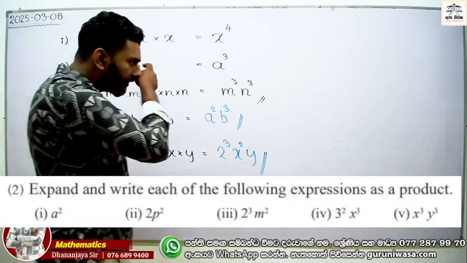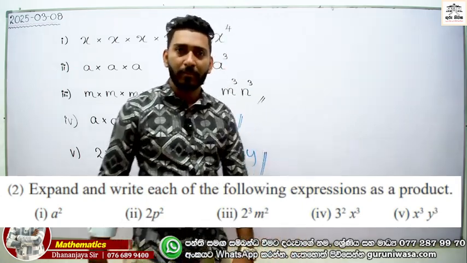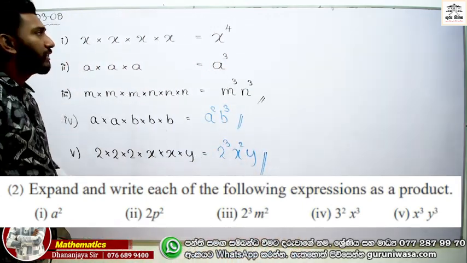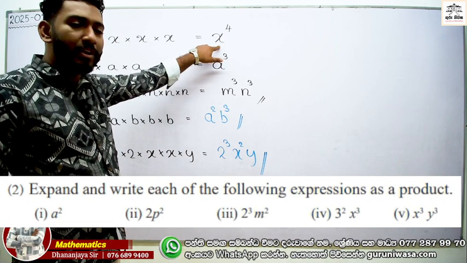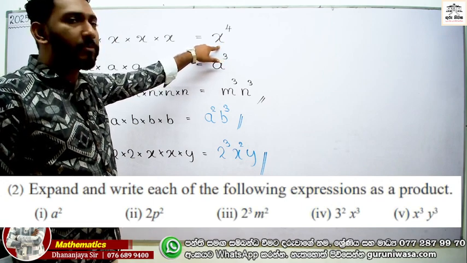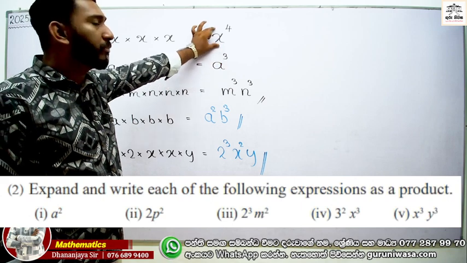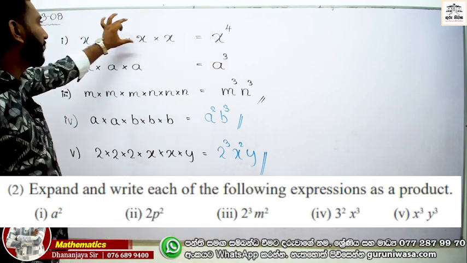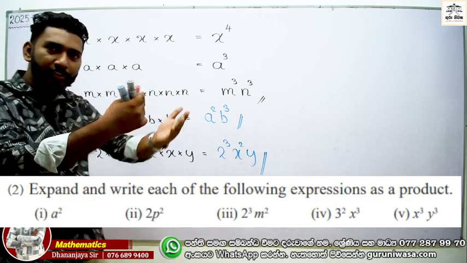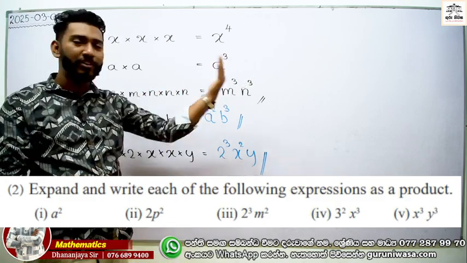Right. Now I'm going to the next one. This is the reverse of this one. What is the reverse? x to the power of 4. Now you can write the expression as a product. What is the meaning of x to the power of 4? x into x into x into x. That's the reverse, right? Right hand side to left hand side.